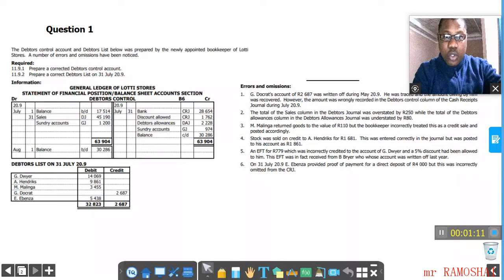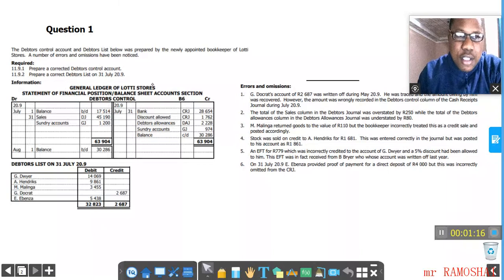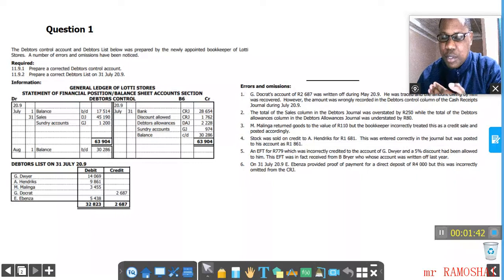Right, so without any waste of time, let's check the information given. They say the debtors control account and the debtors list below was prepared by the newly appointed bookkeeper of Lotisto. A number of errors and omissions have been noticed. So immediately, guys, remember, if the debtors control is reconciling with the debtors list, there is no need to correct them because the balances are the same. But now, because there are errors and omissions, it means the balances are not the same.